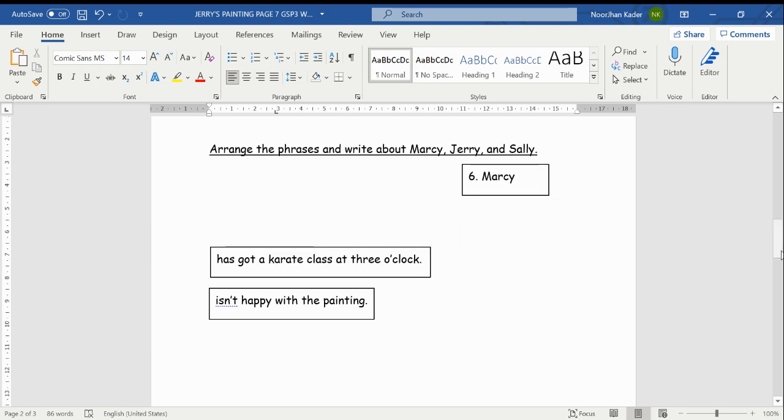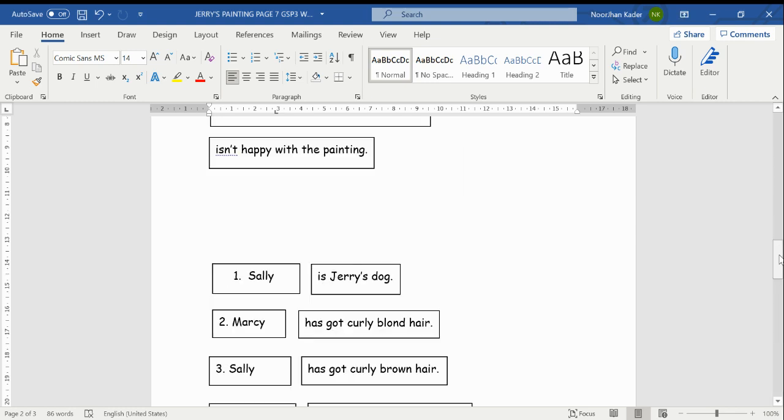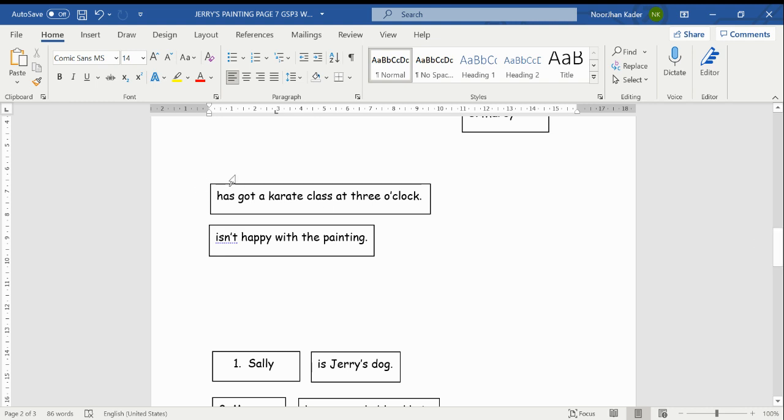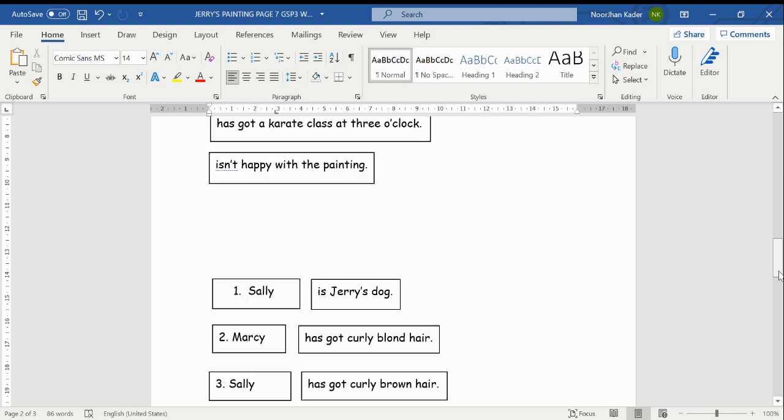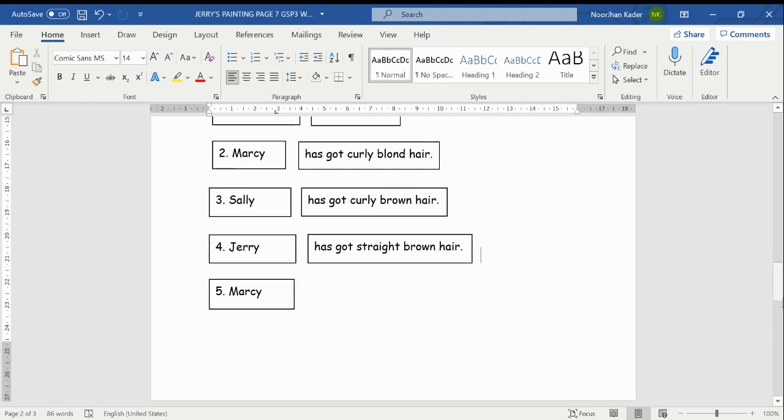Just now we only described all the 3 characters, but we haven't really described what happened in the story. So which one do you think has got a karate class at 3 o'clock, or isn't happy with the painting? Actually, both of them describe the same character. It looks like these two phrases describe Marcy, because in the story she has got a karate lesson and she isn't happy with the painting. So let's see. It's Marcy. Okay, number 5. Which one will you choose?